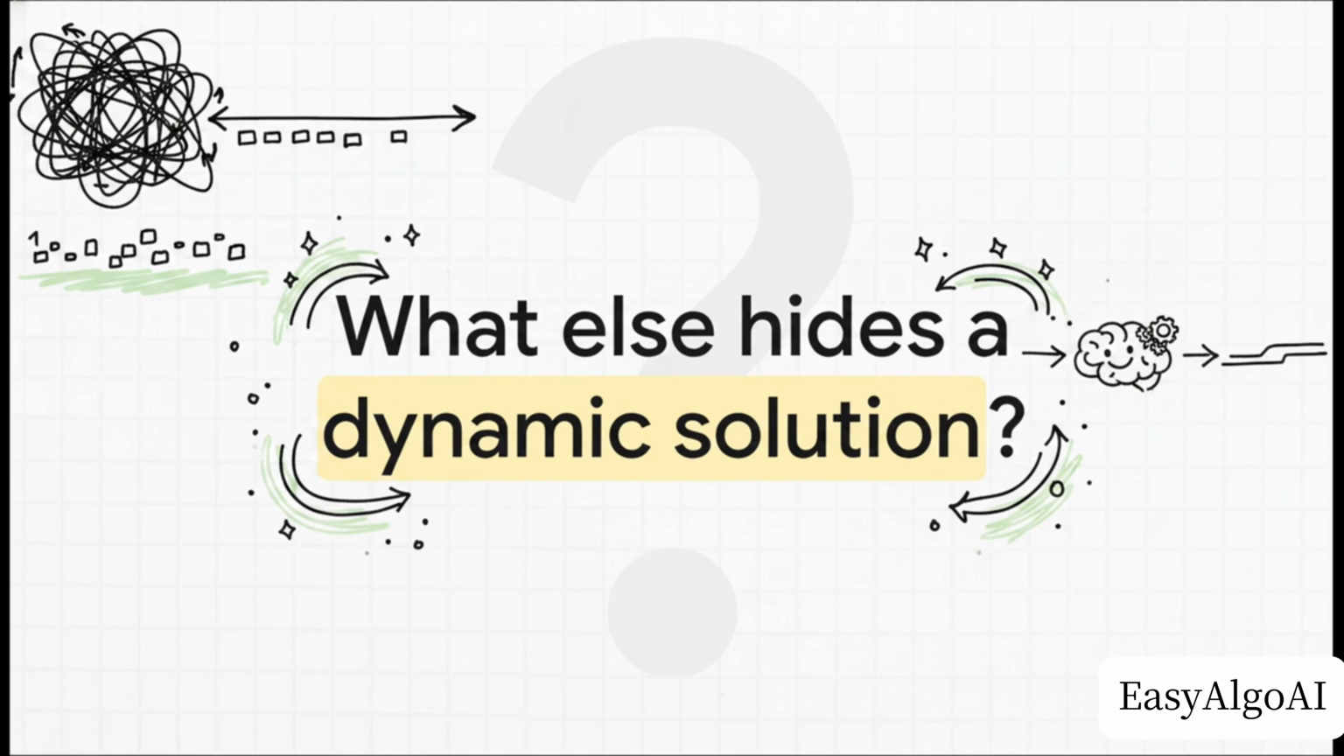So I'm going to leave you with this question. What other inefficient, messy logic in your own code might secretly be hiding a beautiful, dynamic programming solution just waiting to be uncovered?